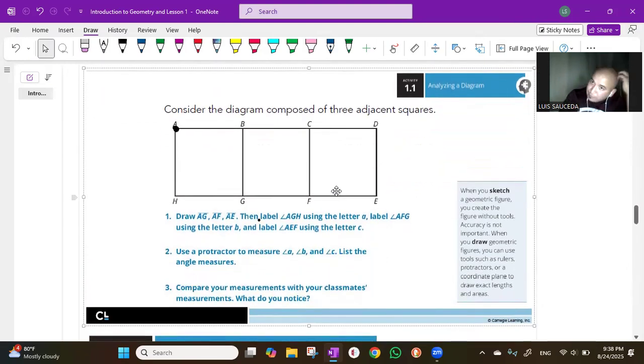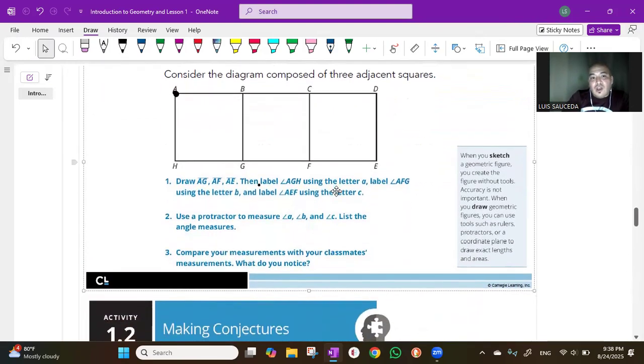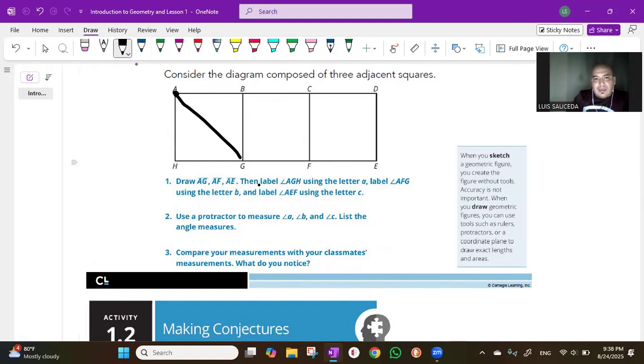So here's the one that we're using. So draw segments. Every time we see this symbol, the little line on the top, and you see two letters, it's talking about a line segment, right? So draw line segments AG, AF, and AE. The way that's gonna look is like this. So from A to G, from A to F, from A to E. So those are your three line segments. I'm not a perfect drawer, but it's something similar to what you need to start seeing. So there's our segment.